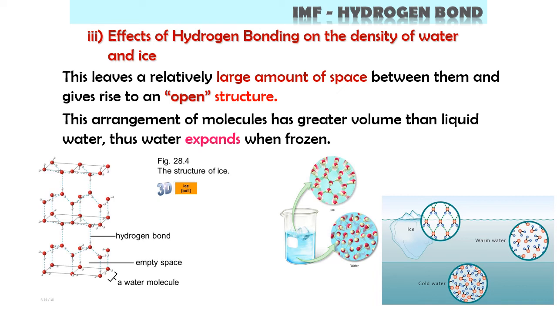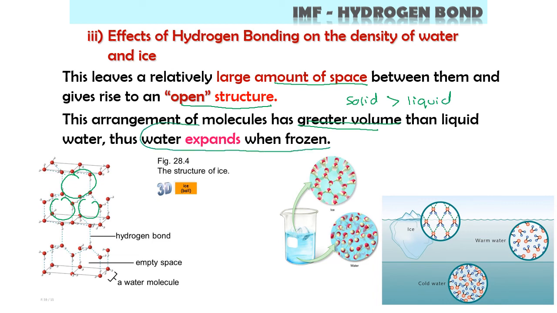So, this will leave a relatively large amount of space between them and give rise to open structure. Okay, ni yang Miss cakap tadi lah, open structure. So, kamu tengok dia akan form open structure di bahagian tengah. So, this arrangement of molecule will has greater volume. So, volume dia akan lebih besar untuk solid compared to dalam bentuk liquid. Therefore, you can notice water akan expand bila dia frozen ataupun dia akan jadi ice.